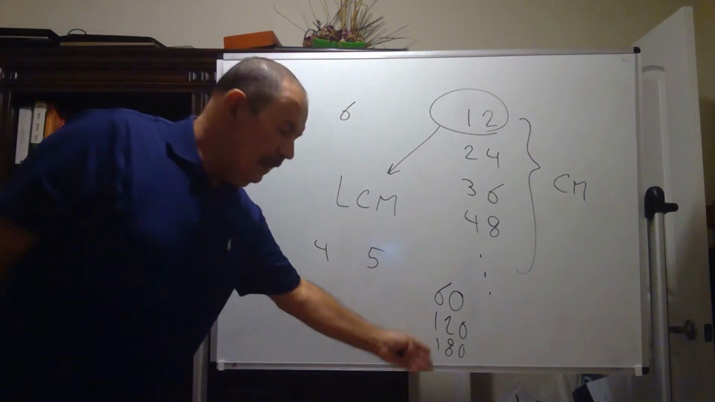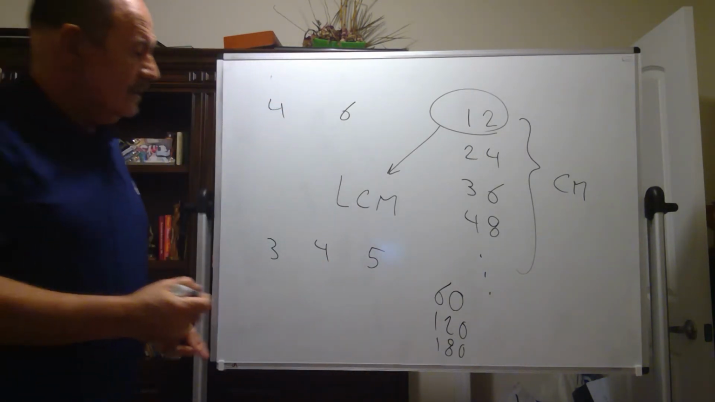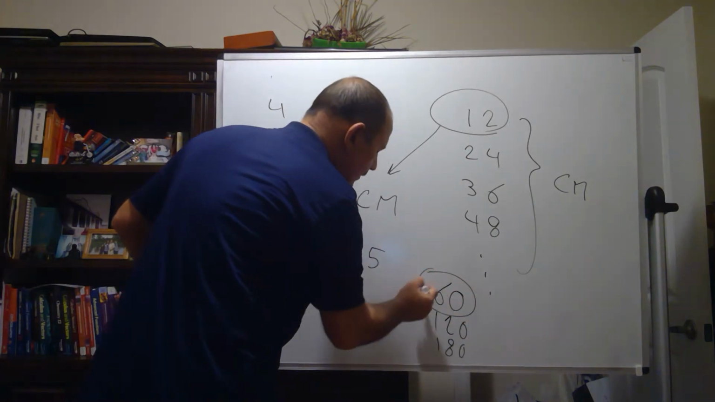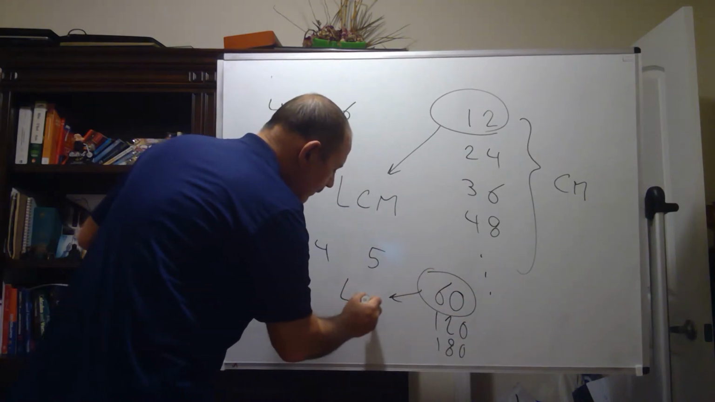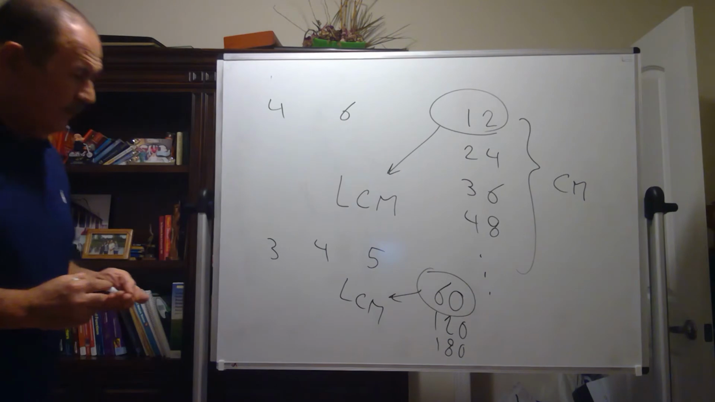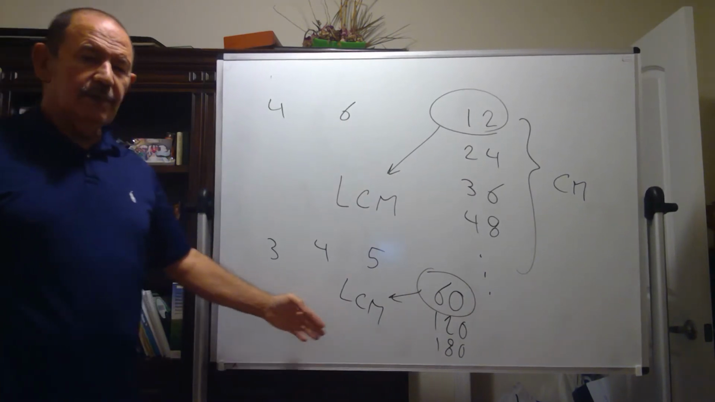We have unlimited common multiples, but 60 is the lowest one. So 60 is what we call the LCM. We always look for the lowest common multiple.